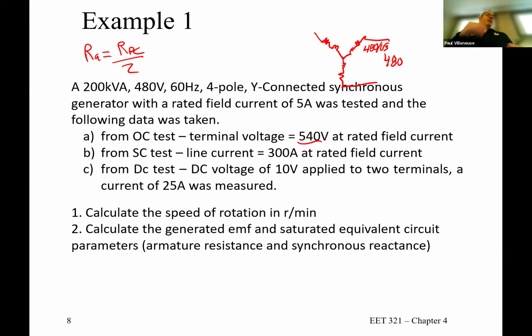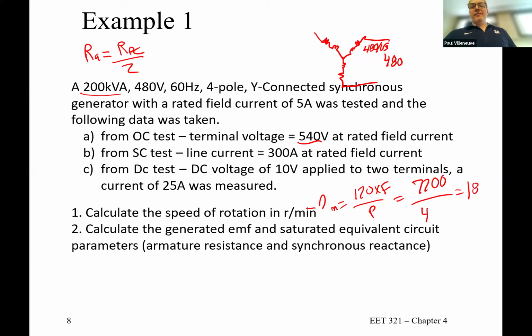300 amps may or may not be a lot of current. I'd have to calculate it based on the machine rating. And I have a DC voltage of 10 volts across any two terminals, and you measure 25 amps. The first thing we need to do is calculate the speed of rotation. This is an easy one. What's the equation for N? So 7,200 divided by, what's that equal? 1,800 RPM is the speed.